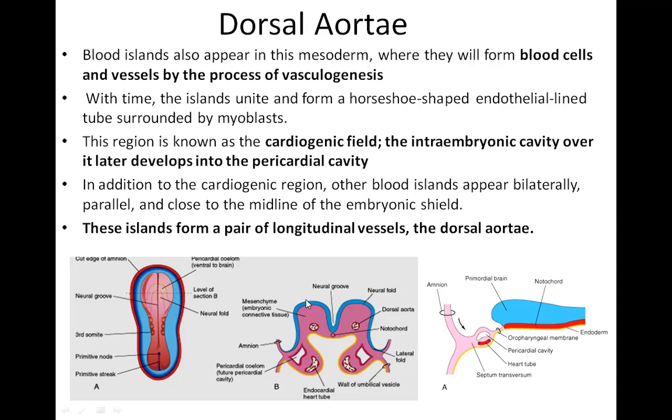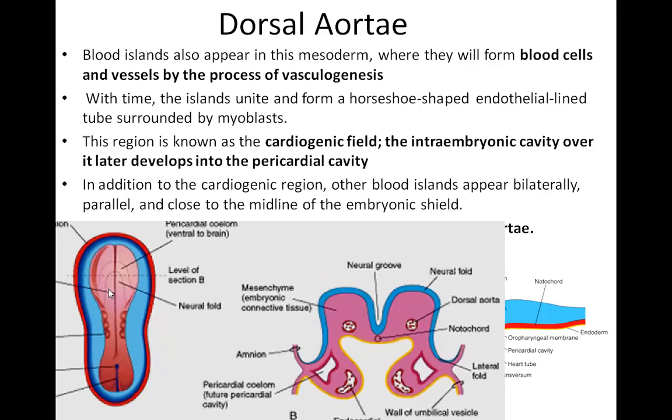The intraembryonic cavity, this one is the longitudinal section. So intraembryonic cavity, which is over it, will later on develop into the pericardial cavity. This section is shown before the cephalocaudal folding. So this one is the oropharyngeal membrane, and the cardiac progenitor cells, they have come to lie in this splanchnic mesoderm. It is ahead of this oropharyngeal membrane, and over it is the pericardial cavity. Now over here you can see this one is the blood islands which are developing into the mesoderm by the process of vasculogenesis, and they will unite and they will form the dorsal aorta.